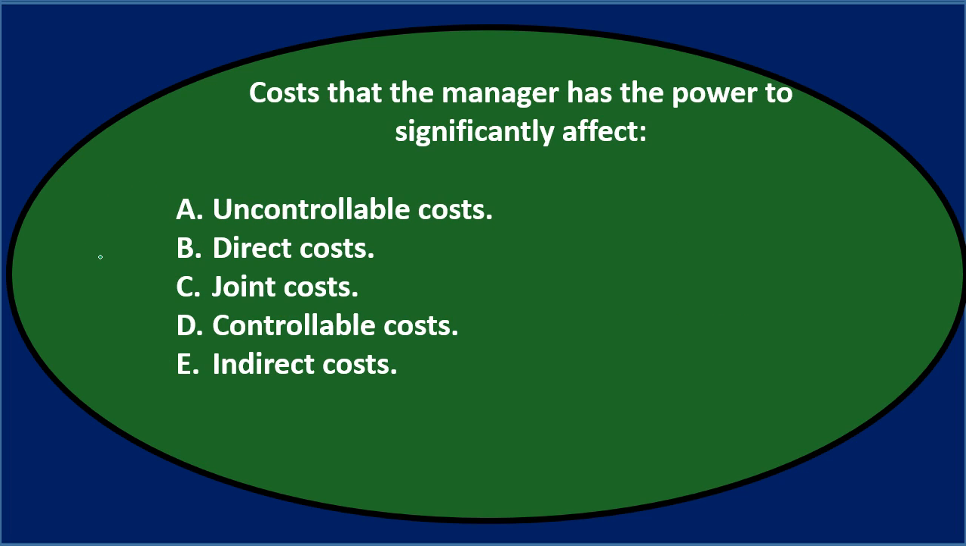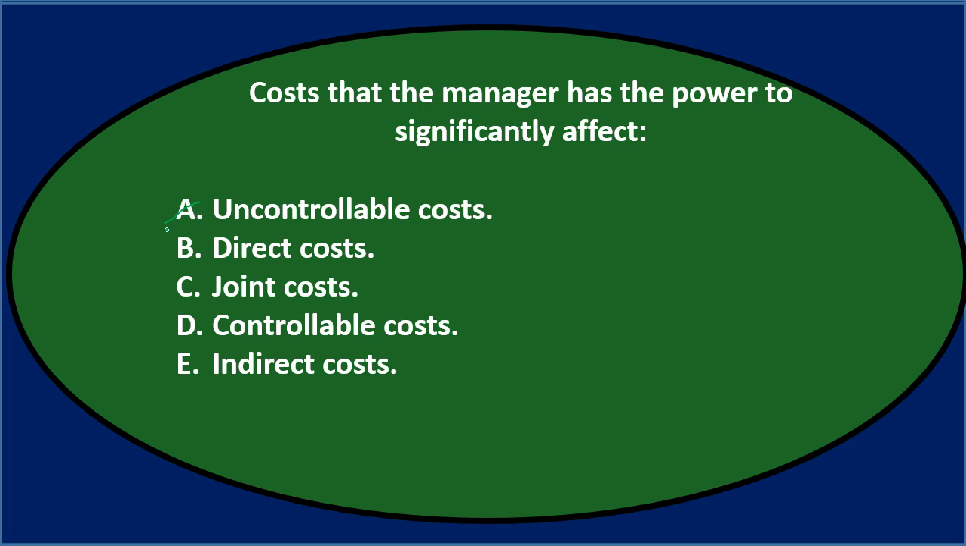Costs that the manager has the power to significantly affect, either A, uncontrollable costs, B, direct costs, C, joint costs, D, controllable costs, or E, indirect costs. Let's go through this again using the process of elimination. Costs that the manager has the power to significantly affect. Either A, uncontrollable costs. Well, if they're uncontrollable, then the manager maybe doesn't have much control over it. So I would think that's not it.